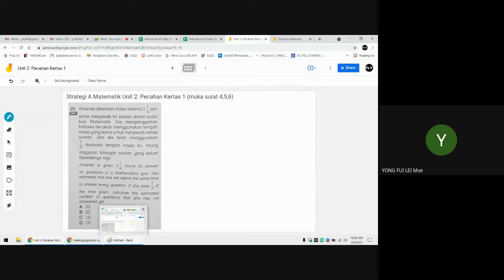The first puzzle is here. Amanda is given 1 over 4 hours to answer 45 questions. So it means that this is 2 hours and 15 minutes to answer 45 questions. She estimates that she will spend the same time to answer every question. If she used 7 over 9 of the time given, calculate the estimated number that she has not answered yet. So how to do it? Okay, let's see.